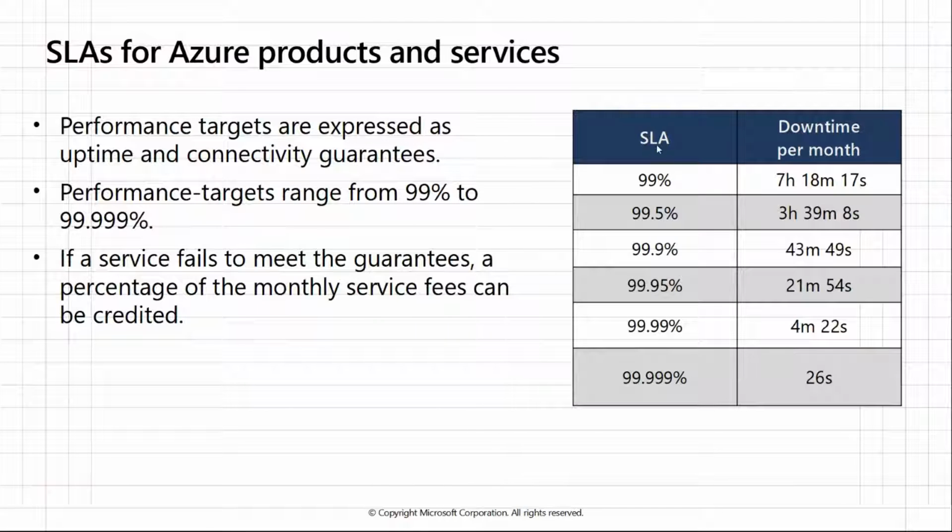as mentioned here in the image, the SLA would be more than 99%, and the downtime per month will be very less, on the order of minutes. The performance targets are expressed as uptime and connectivity guarantees. Like if a service fails, then a monthly service fee can get credited.